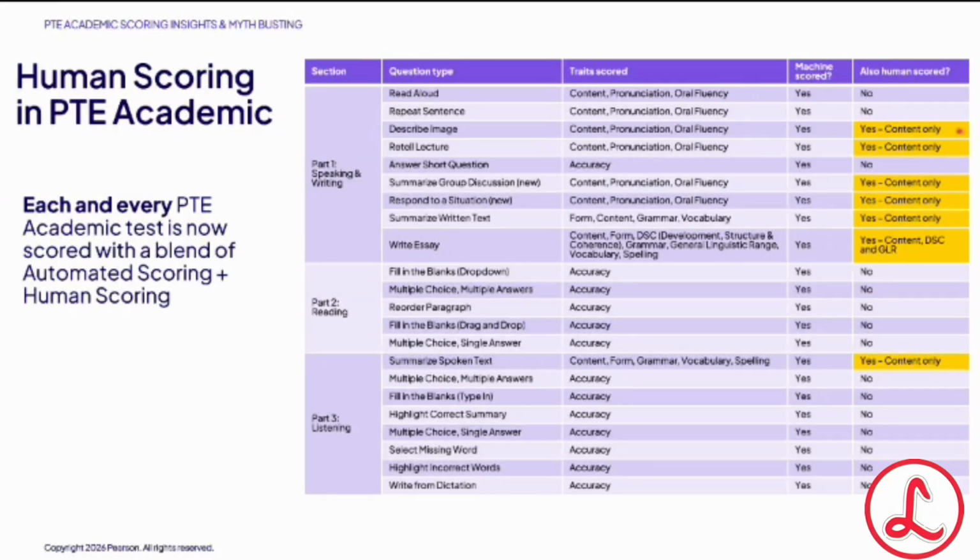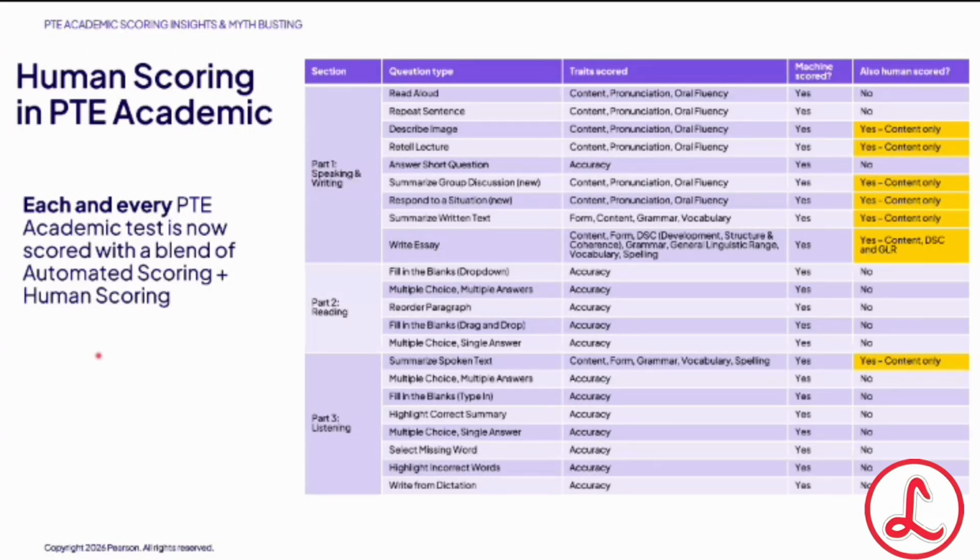It's not like we're doing 25% of the describe image responses are also scored by a human rater. Every single describe image question is scored by a human rater and the automated scoring system. And this column here tells you which aspects humans are scoring. So for everything highlighted in yellow, humans are scoring content as well. And then for the write essay question down here, it's content, development, structure, coherence, and general linguistic range. So there's 3 aspects of human scoring happening here.